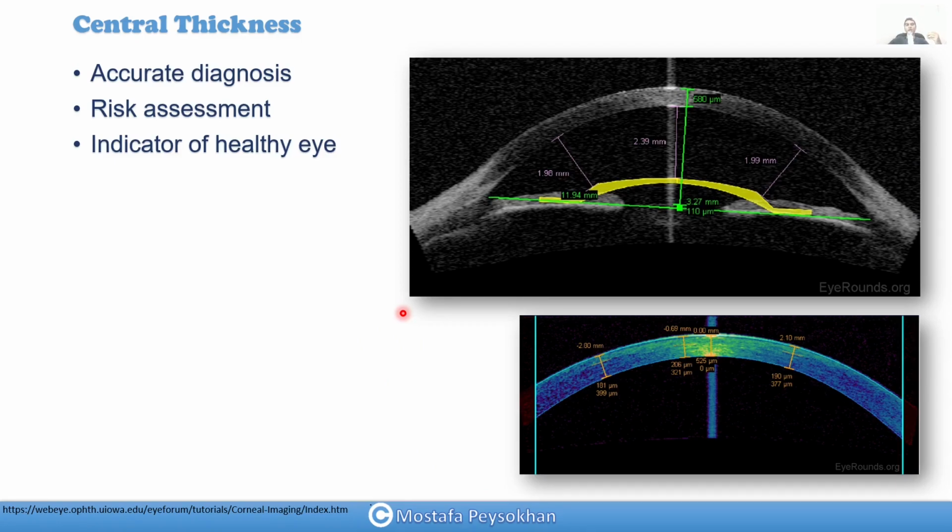But why is that part of the cornea important for us? One is that it helps us with accurate diagnosis, because when you know that, you can do a better diagnosis. It helps with risk assessment, and also when it is in the range, it's a kind of indicator of a healthy human eye. So what is the range of the cornea?